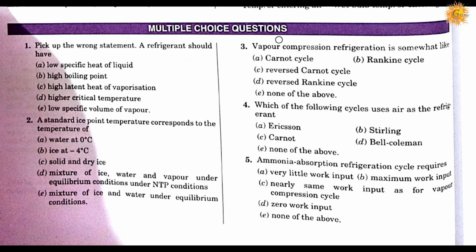Multiple choice questions and answers. Refrigeration and air conditioning. Question first. Pick up the wrong statement. A refrigerant should have option A, low specific heat of liquid, option B, high boiling point, option C, high latent heat of vaporization, option D, higher critical temperature, option E, low specific volume of vapor. So the correct answer is B, high boiling point, because high boiling point is not a property of a refrigerant, so it is a wrong statement.